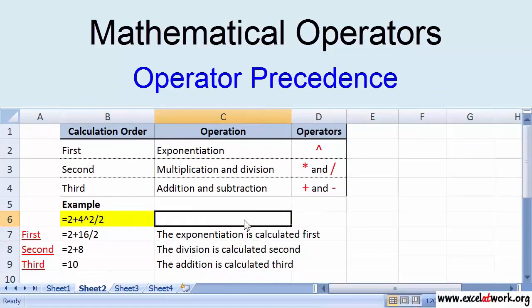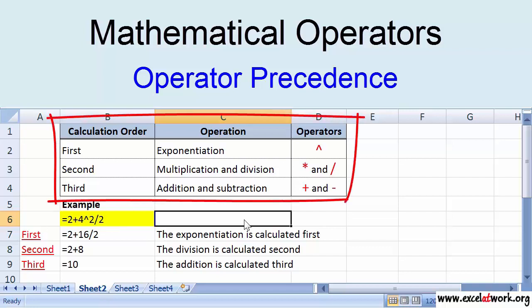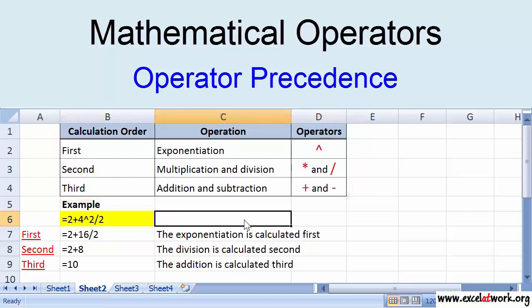Now, let's see what happens when several operators are used in a formula. For instance, the formula in the yellow cell has addition, exponentiation, and division. So which operation is calculated first? The answer is in the table on the screen. As you can see, Excel first calculates the exponentiation, then the multiplication and division, and finally the addition and subtraction.